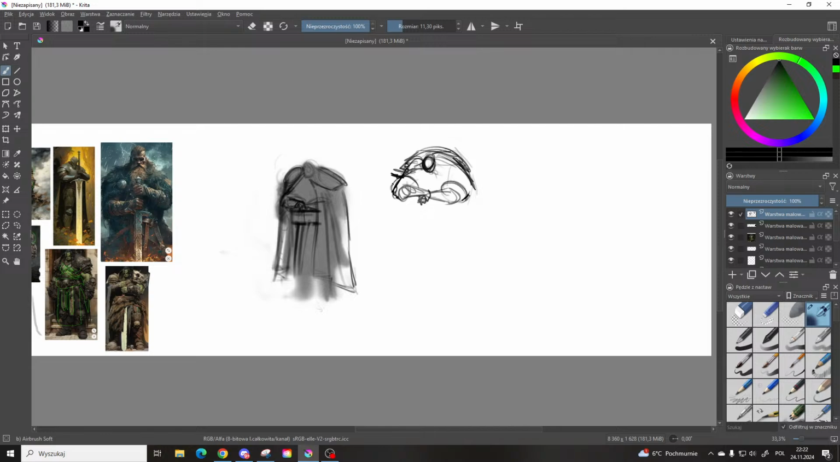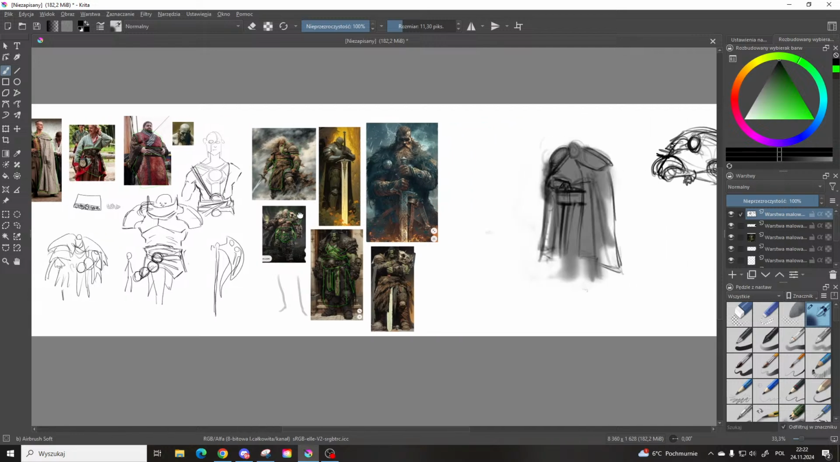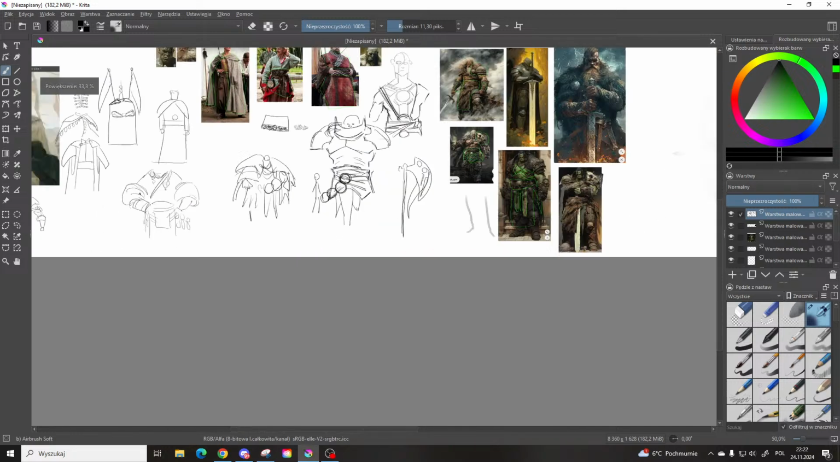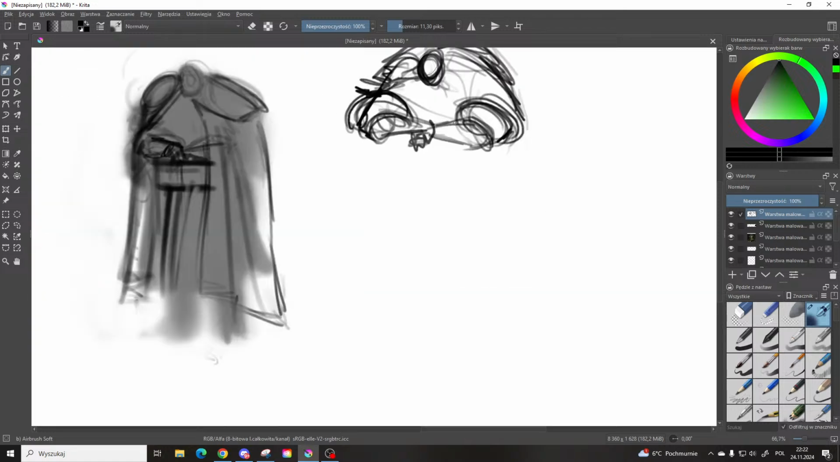So I remember one of the concepts I found on Pinterest had these super huge sleeves. Does it make any sense for me? I don't even see it anymore here. I don't know. Ah yeah, I did this. So those were big sleeves, and out of them there were smaller arms coming.